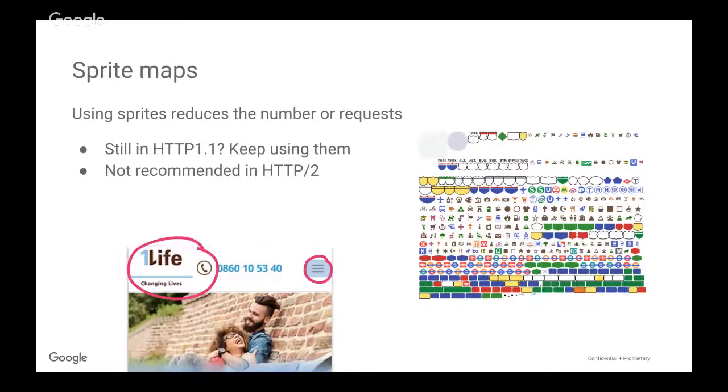Okay, and the second one is sprite maps. A sprite is a collection of images put into a single one. The aim of this is to reduce the number of requests, to avoid having one request for every little image. So instead of that, we put them all together, and then we share the image, and we take the icons we need from that image.